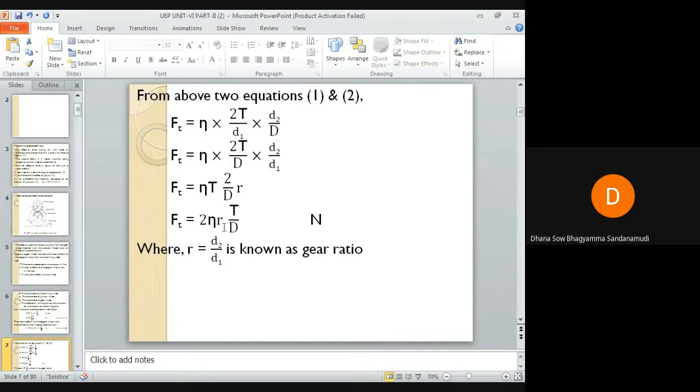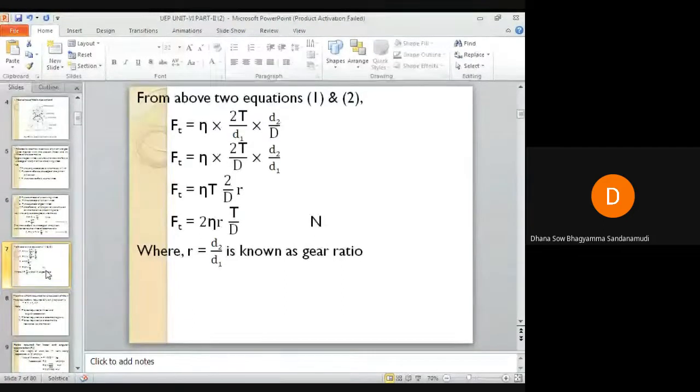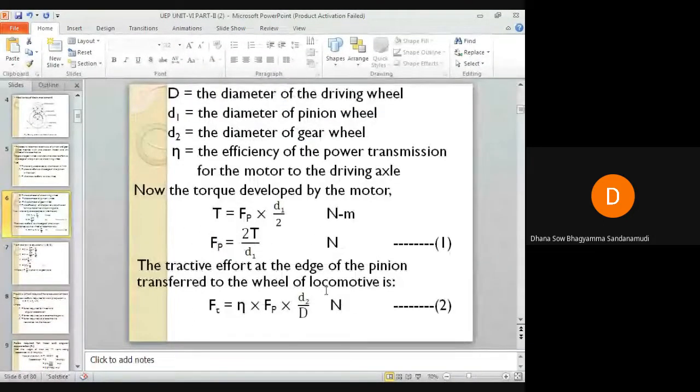Capital T is the torque developed by the motor. Capital D is the diameter of the driving wheel. So quickly, if possible, note it down within 1 minute, as soon as possible, and I will proceed. Just note it down.